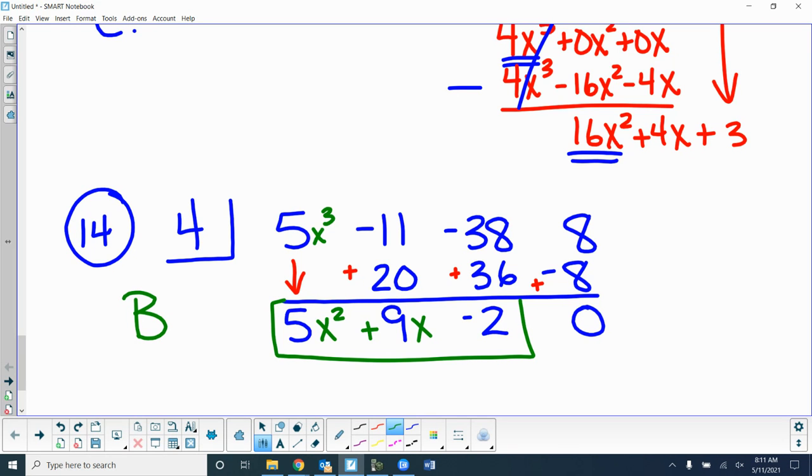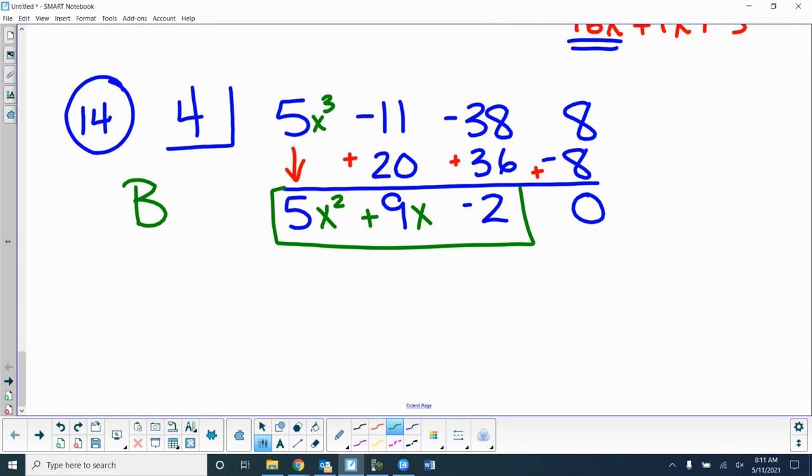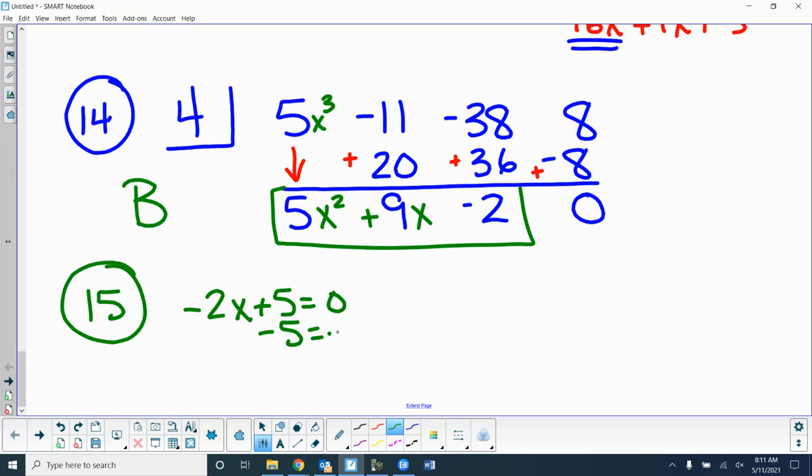Number 15 is also a synthetic division problem. Questions on 14? All right, so for 15, we're supposed to divide by this, okay? So to figure out what goes in your little corner box, set it equal to 0 and solve for x. And that's going to go in the corner, like we put that 4 in the last one.